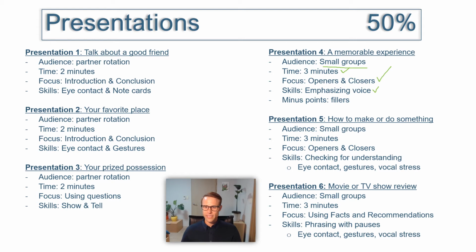Presentation 5 is a how-to video, how to make something or how to do something. These will also be in small groups in 3 minutes minimum. And then presentation 6 is going to be a movie or TV show review. All right, and those will also be in small groups.